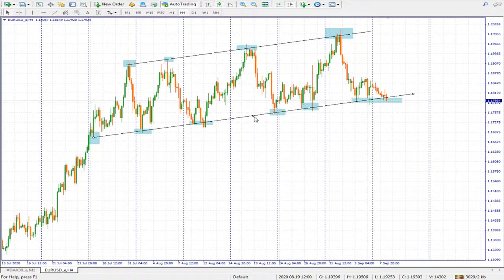So technically, this should be a good place to look for a buy from. If you're on this chart now, you actually are supposed to be focusing on a buy. You're supposed to be looking for low risk buy positions, expecting those buys to push price to the upper side.